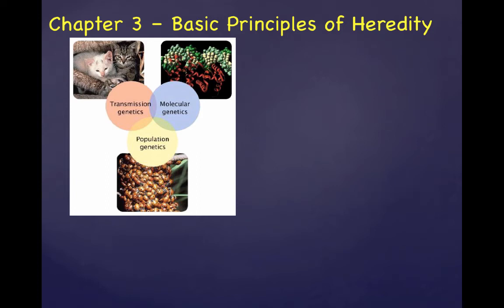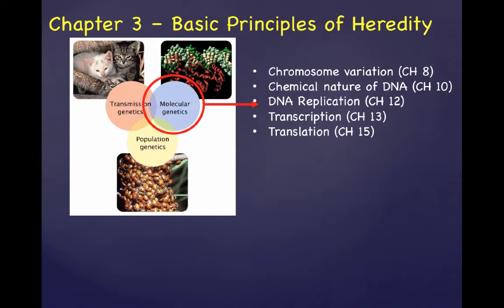So we're beginning chapter 3 in the Pierce book, and the reason that we went from high chapter numbers, so 10, 12, 13, and 15, and now we're wrapping back around to chapter 3, is because we're actually switching disciplines of genetics. So our molecular genetics section had everything to do with how DNA was made up from a chemical standpoint, how it was replicated, and then how protein was expressed.